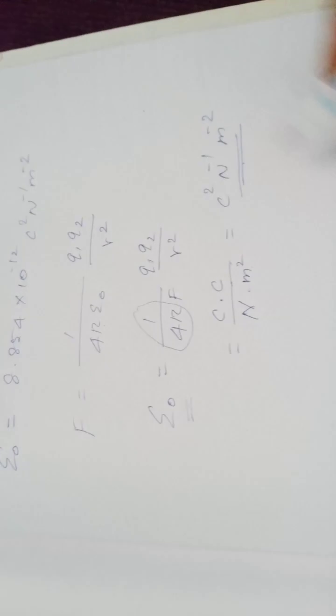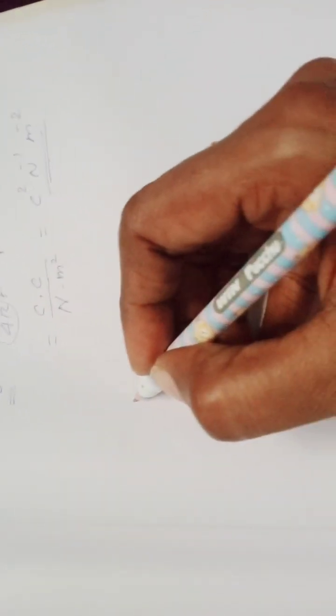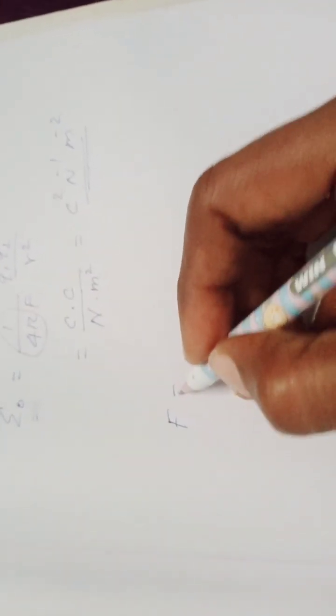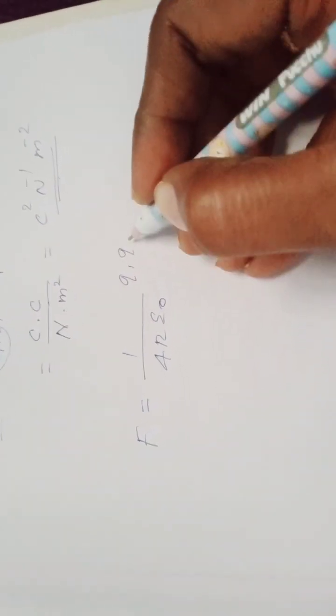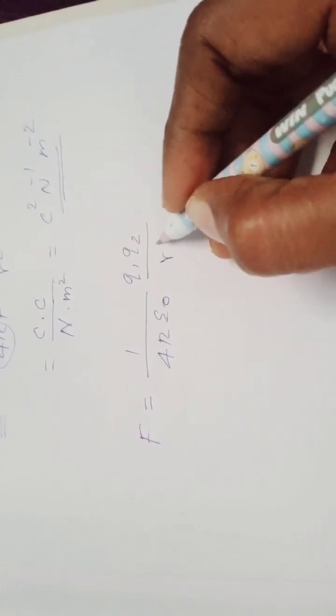Can you understand, students? So what is the final value of Coulomb's law now? F is equal to 1 by 4 pi epsilon naught Q1 Q2 by R square.